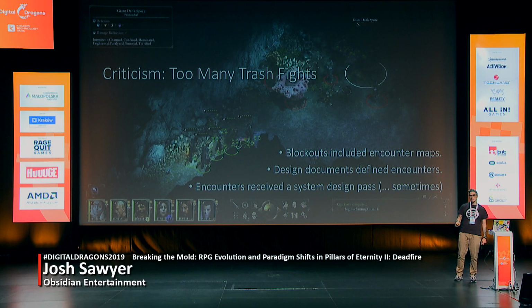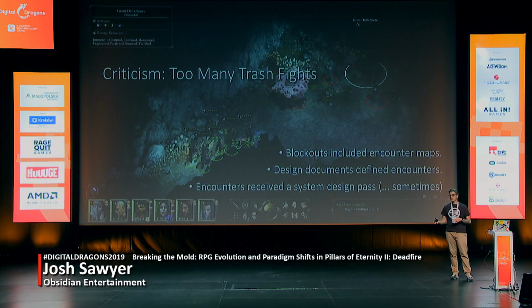And then encounters received a system design pass. So we have area designers. Area designers know the systems of the game to a certain extent, but the fine-tuning of combat was more on the system design side. So the idea was when an area designer would put an encounter in a level, then we would later have a system designer go through and do a pass on tuning that. Unfortunately, there was so much system design work to do that only a small number of encounters received that tuning pass prior to launch, and that turned out to bite us in the ass because the game wasn't tuned very well.